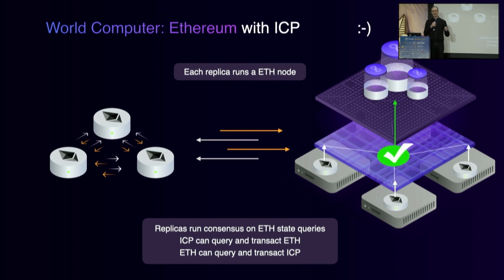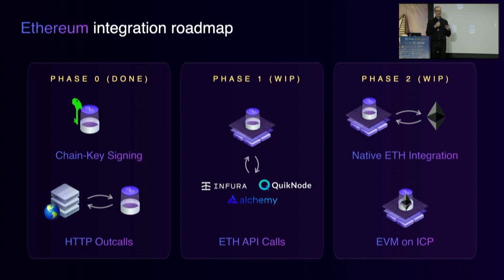And then with that, ICP smart contracts can directly interact, query, and transact with the Ethereum network. And likewise, Ethereum smart contracts can also reach out and interact with ICP smart contracts. So let's see about the roadmap here. It's really like 3 phases here.